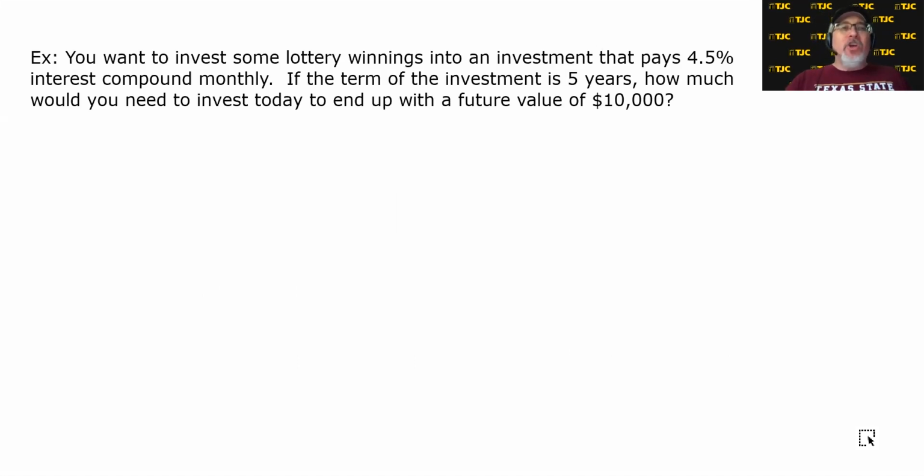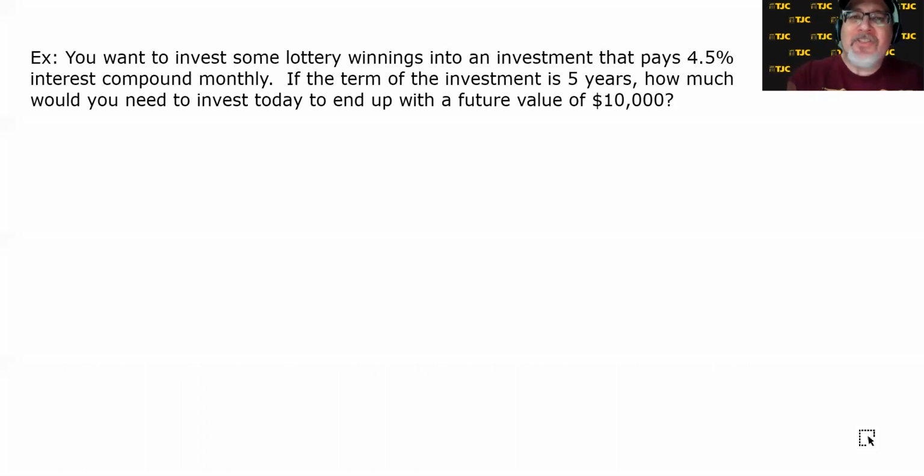For example, you want to invest some lottery winnings into an investment that pays 4.5% interest compounded monthly. If the term of the investment is 5 years, how much would you need to invest today to end up with a future value of 10,000?